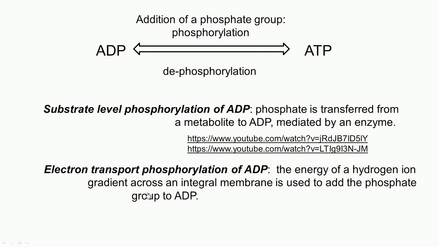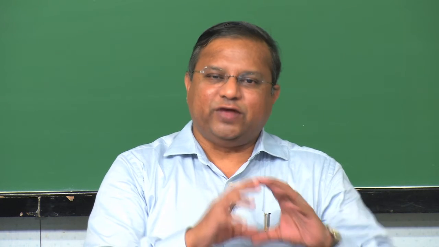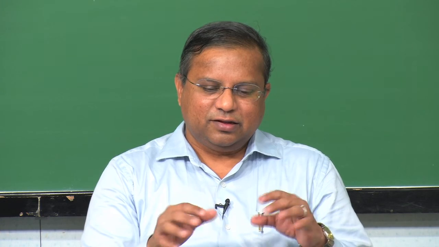In electron transport phosphorylation of ADP, the energy of the hydrogen ion gradient across an integral membrane is used to add a phosphate group to ADP to form ATP. This by itself is a very, very interesting process.